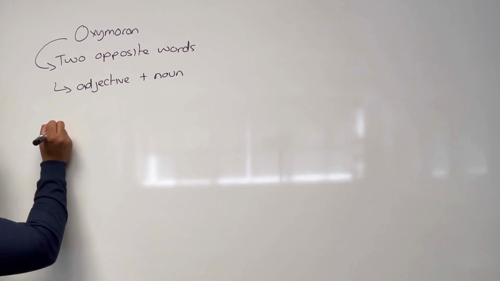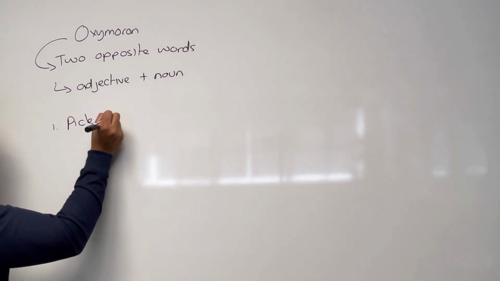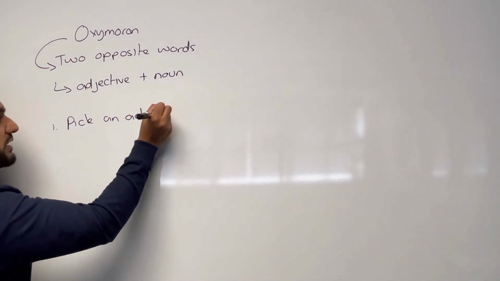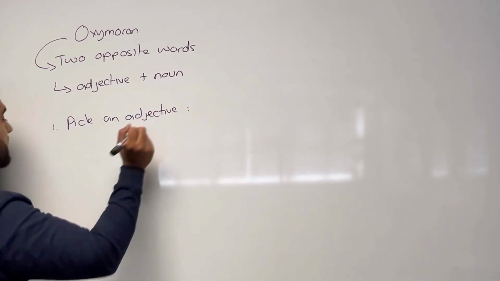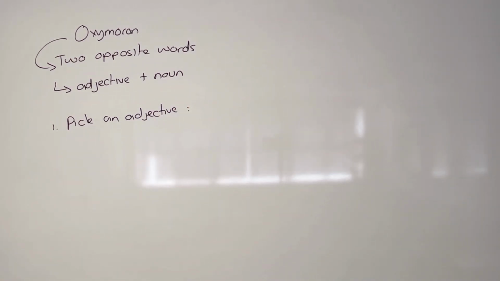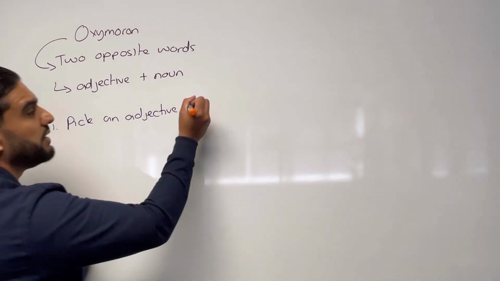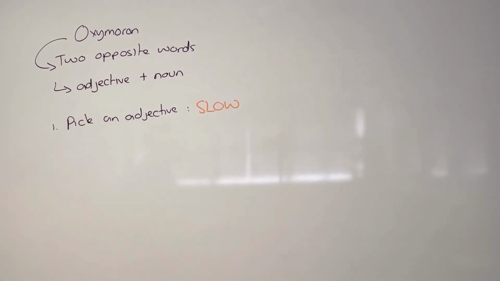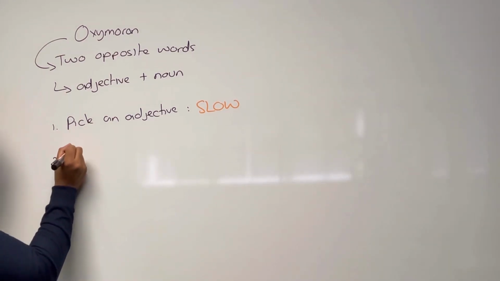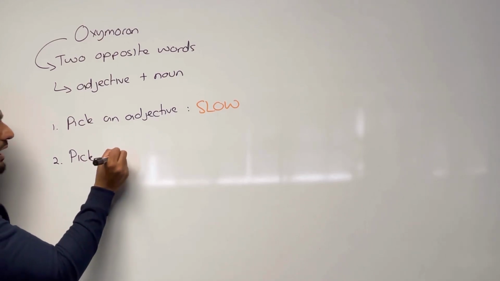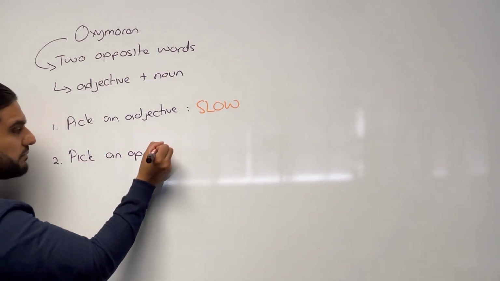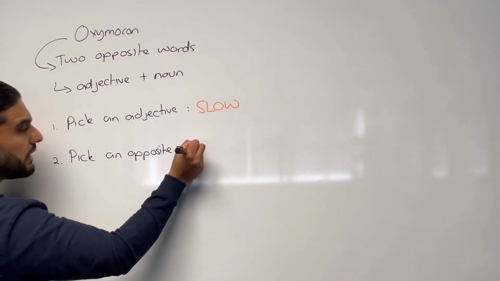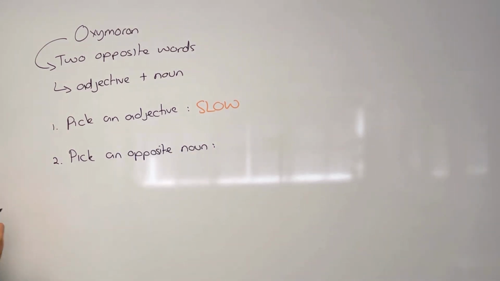So the first thing we do guys is we pick an adjective. So for example, let's pick the adjective slow. Now once you've picked your adjective, step number 2, you pick an opposite noun.